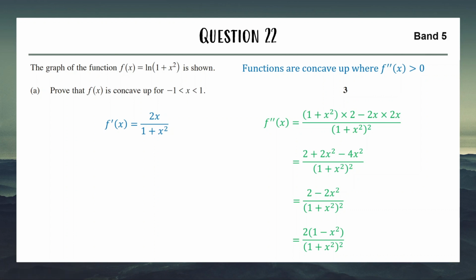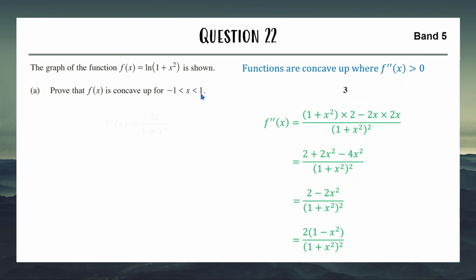Okay, now remember the goal of this question for 3 marks is to prove why the second derivative right here is always positive. So we've got a 2 up top, which is always positive, and on the bottom we have 1 plus x squared being squared, which is always positive because it's a number being squared. It always gives you 0 or above. So all we really need to make the argument for now is why the 1 minus x squared is positive, given that x is between -1 and 1.